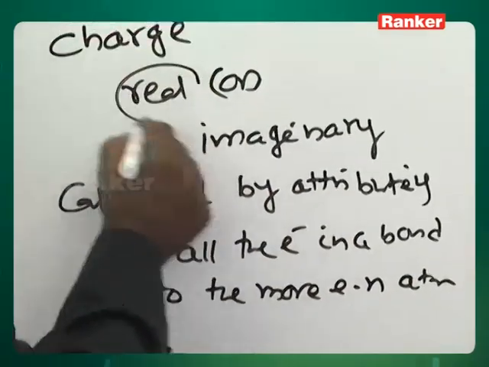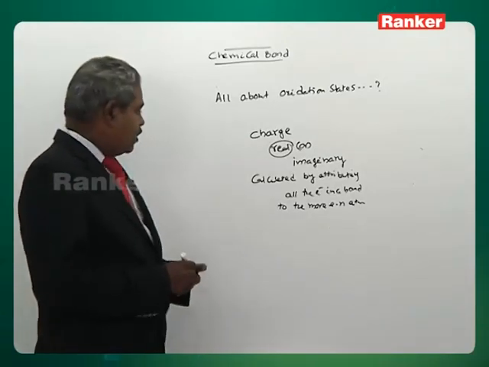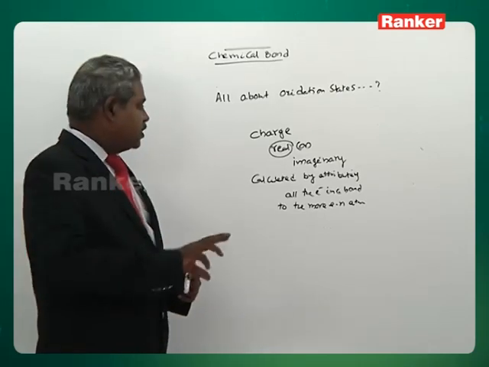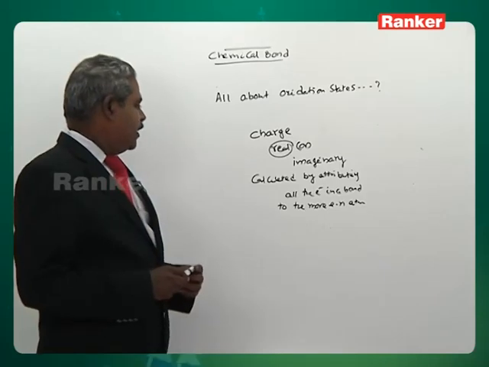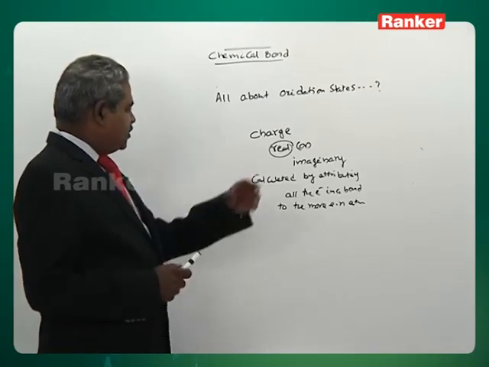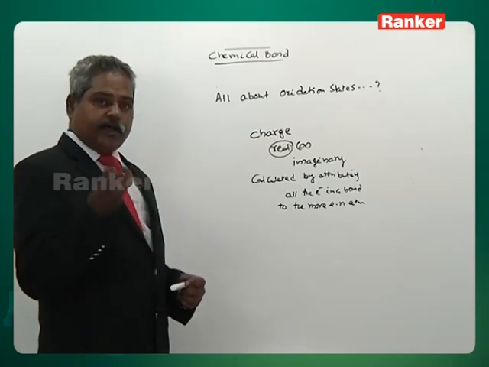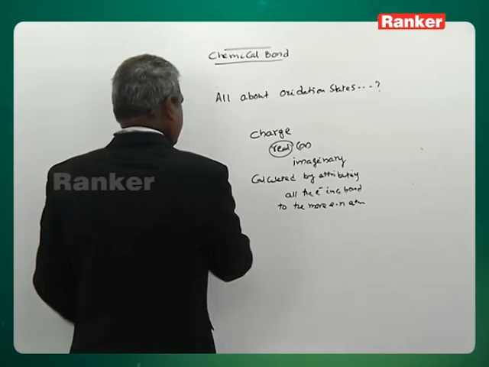So why did I say real or imaginary? What is the definition of oxidation state? Charge acquired by an atom. It may be real charge or imaginary charge. Charge acquired by an atom in a group, whether it is real or imaginary. How is it calculated? It is calculated by attributing all the electrons to the more electronegative atom.